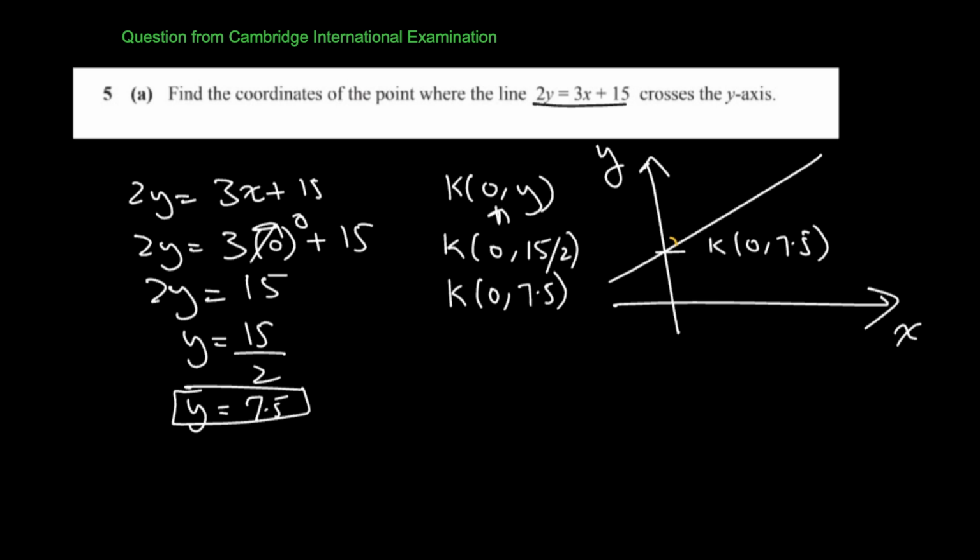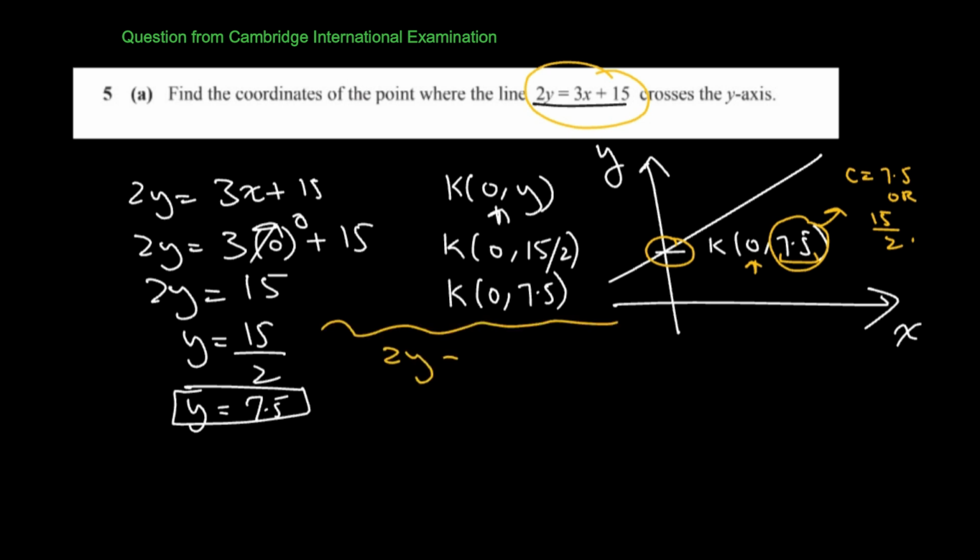Now observe that this line is passing through 0, 7.5. That means when x equals 0, y value is 7.5. So I can say the y-intercept of this line is 7.5 or 15 over 2. That means if I rearrange this equation in the form y equals mx plus c, I need to get y-intercept as 7.5. So 2y equals 3x plus 15.